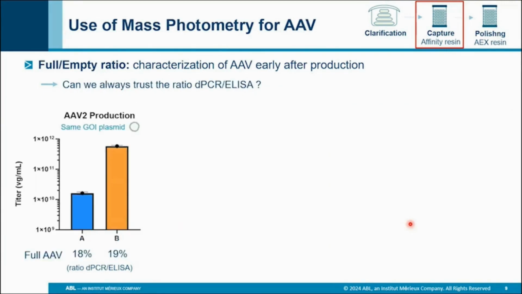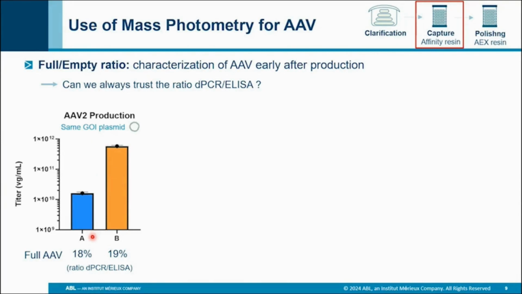However, can we always trust this ratio PCR-ELISA? You will see that it's not that easy. And the simple answer is no. So this is an AAV2 production, this time using different plasmid system A and plasmid system B. The very important point is that they both had in common the GY plasmid. The exact same GY plasmid was used. So we ended up with two different titers. For plasmid system A, around 2 E10 VG per ml for AAV2, and for plasmid system B, a log higher, around 4 to 5 E11 VG per ml, which is great.